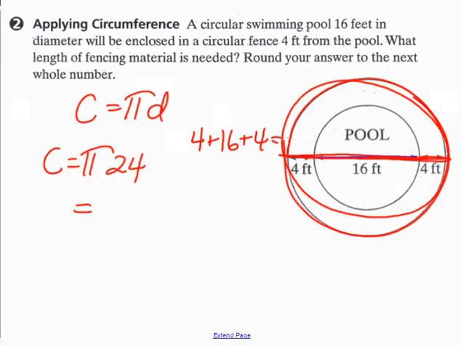And when you put that into your calculator, you end up with 75.4 feet. This is not square feet because it's not an area. It is a linear measurement. So that means I'm going to need 75.4 feet of fencing.